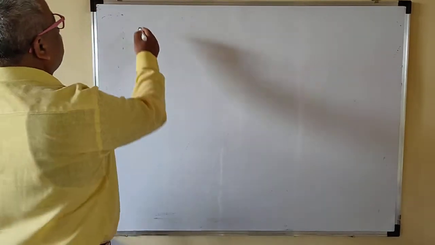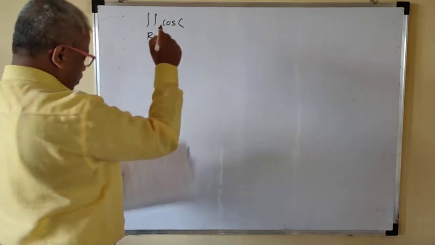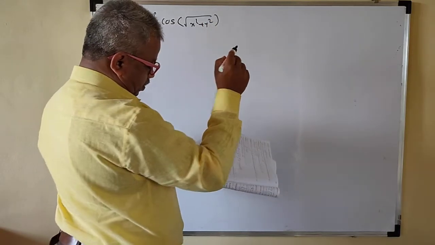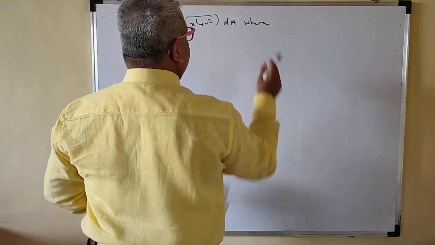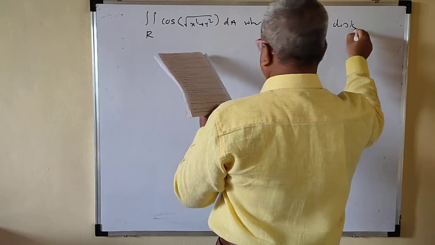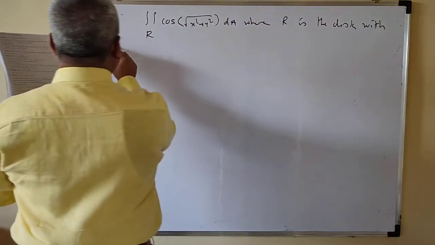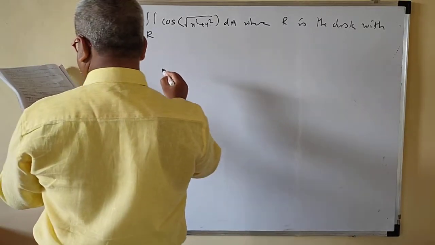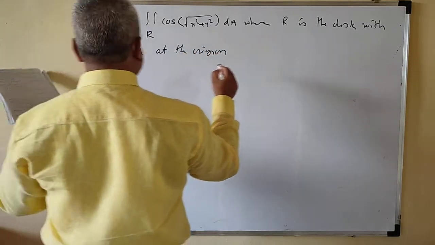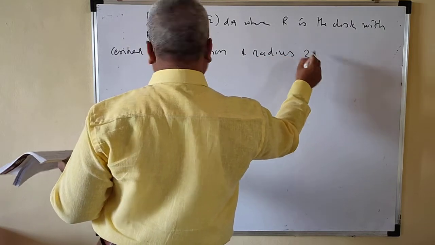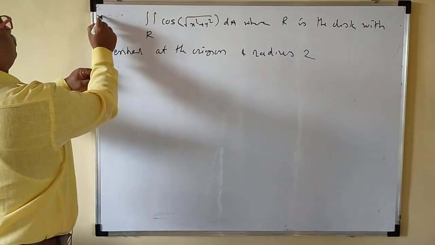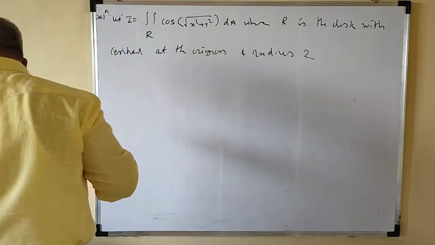Okay. So evaluate the double integral over R of cos of root of x square plus y square dA, where R is the disk with center at the origin and radius 2. Solution. Let I is equal to this.